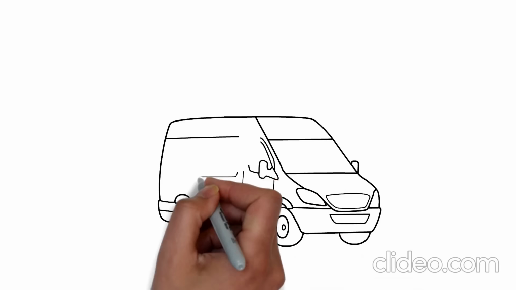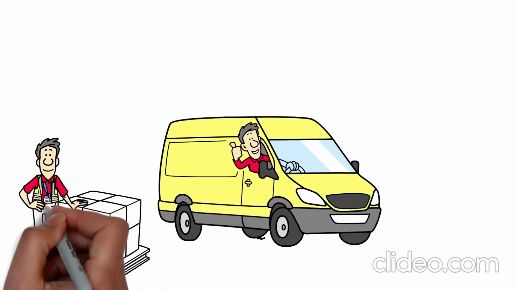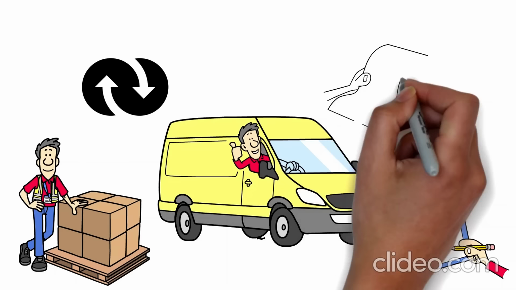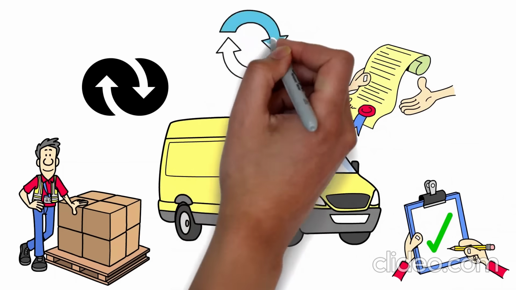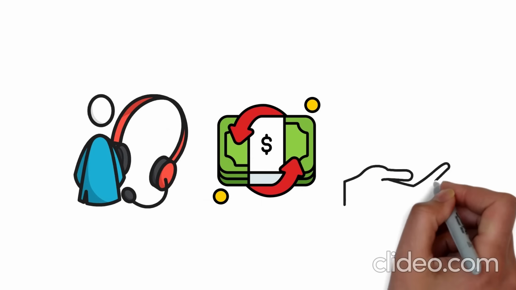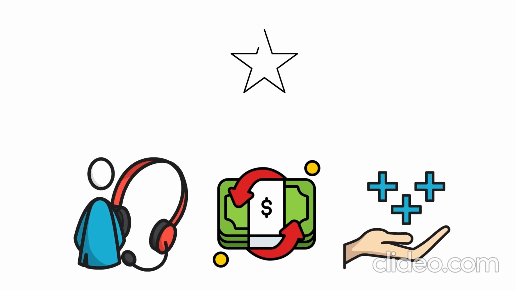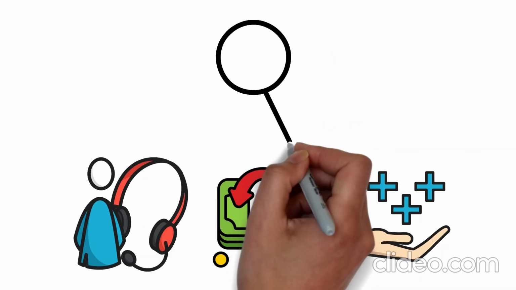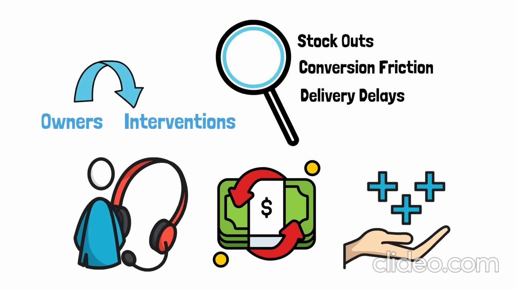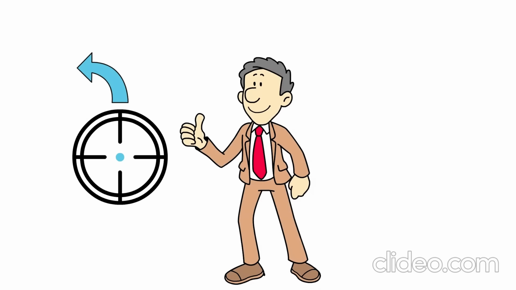North Star: orders delivered on time. Inputs: in-stock percent, checkout conversion, carrier success rate, average SLA, repeat purchase rate. Guardrails: refund rate, complaint tickets, average support handle time. If the North Star dips, you can trace which branch moved, stockouts, conversion friction, or delivery delays, and assign owners to interventions. Set targets by blending history, a realistic baseline, with ambition, a meaningful stretch.